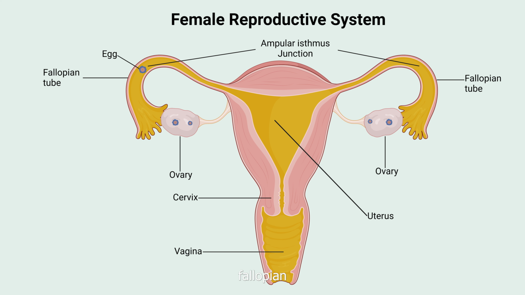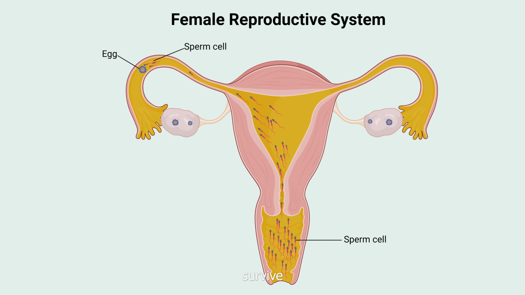It then moves along the fallopian tube and arrives at a specific portion called the ampullar isthmic junction, where it rests for about 30 hours. The surrounding environment of the ovum produces chemicals that attract sperm cells, which can survive in the female reproductive tract for up to 5 days.